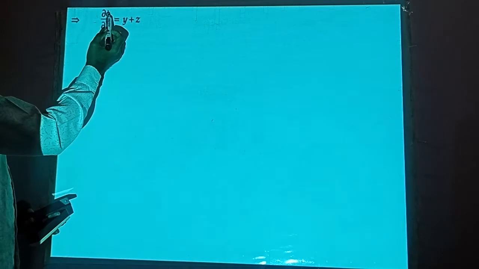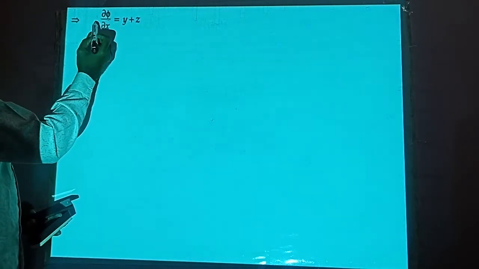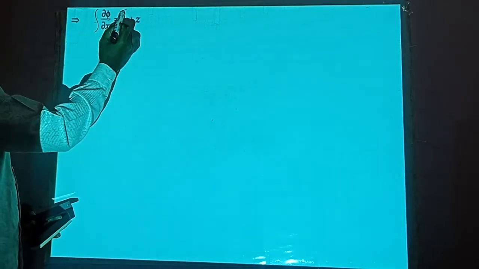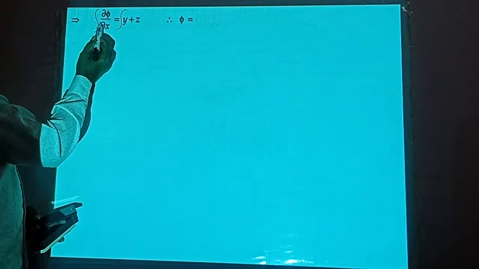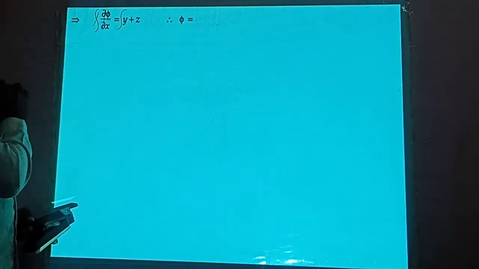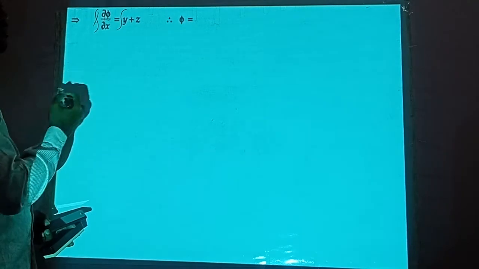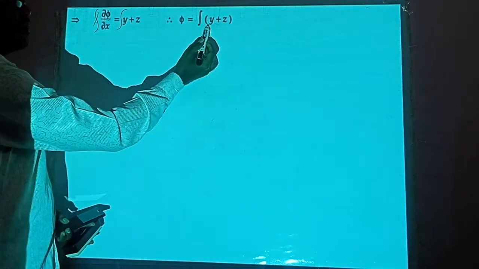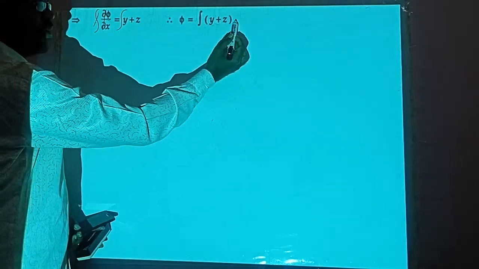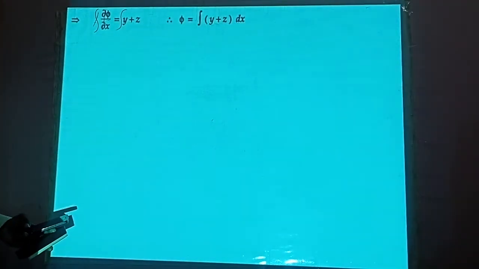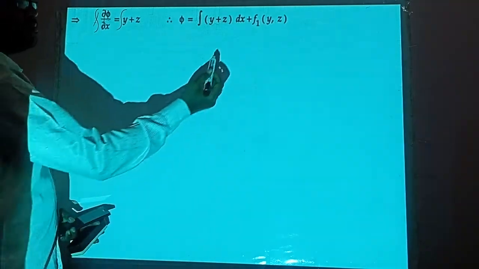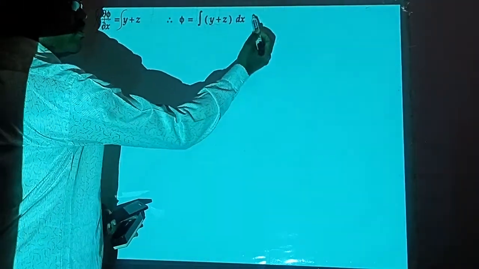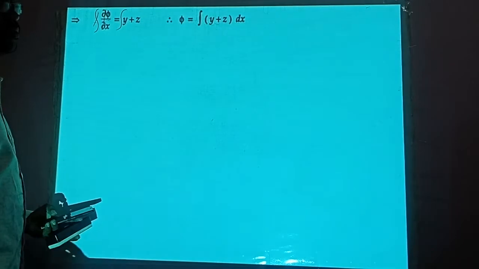Now we need to find phi. If you want to find phi, you just have to integrate both sides with respect to x. If you integrate here, this derivative and this integral will get cancelled. What remains is phi. Here the integral of y plus z with respect to x, dx. Let us simplify this. And here we also need to write the integration constant.